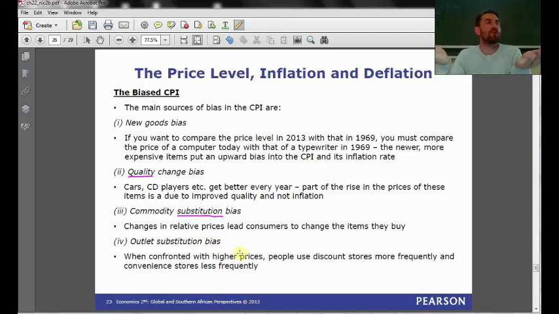Stats SA has no measure of that. Okay? And so the CPI doesn't properly account for that change in outlets. And a related point is, of course, we have an average basket of what people consume. But people that are living in Alexandra are unlikely to be buying what the people in Bryanston are buying. Right? So when the prices in that basket change, it affects those different demographics of people differently. And the CPI does not account for that.